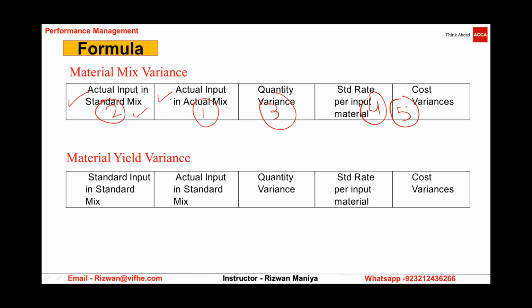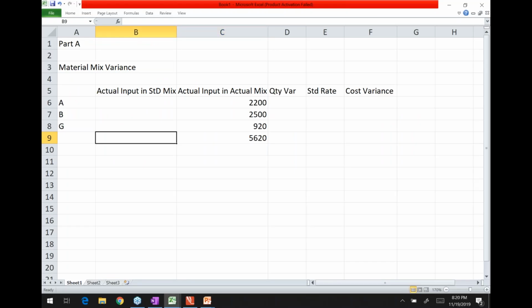So this means the input, this is the input, okay? This input is same. As you can see, this input is same, but this input now needs to be converted into standard mix. So I'm converting this input in standard mix. So the input is 5620. Okay, this input is 5620. So this needs to be the same input, and I am converting this into a standard mix. So just see what calculation I will perform here.